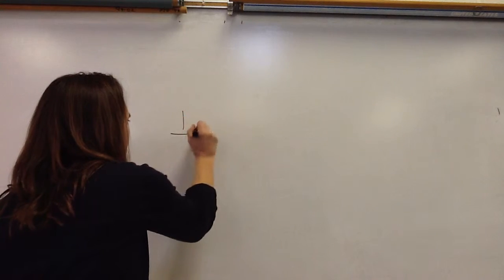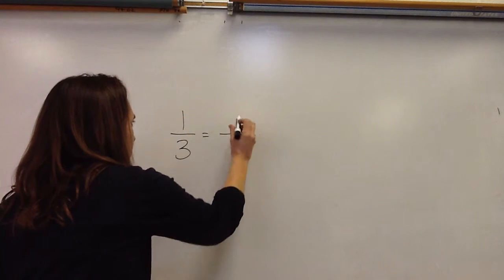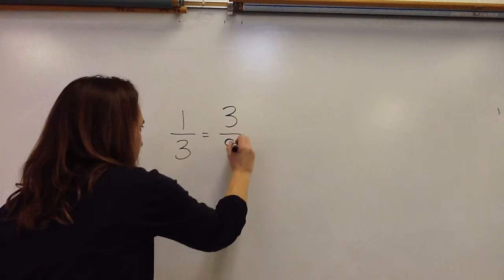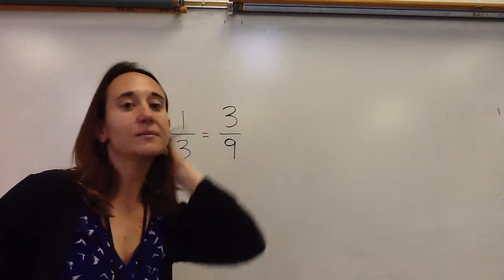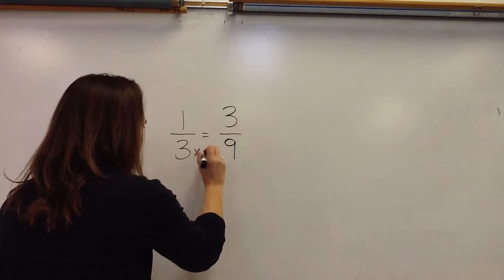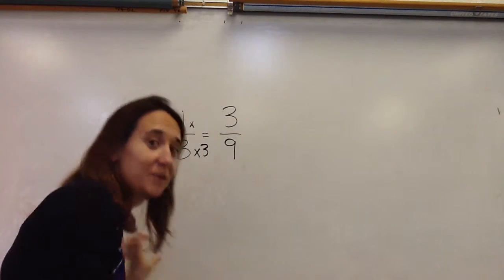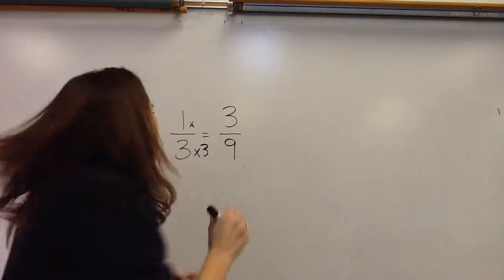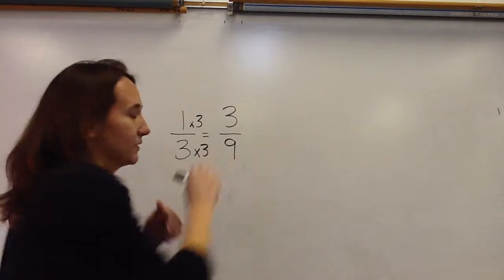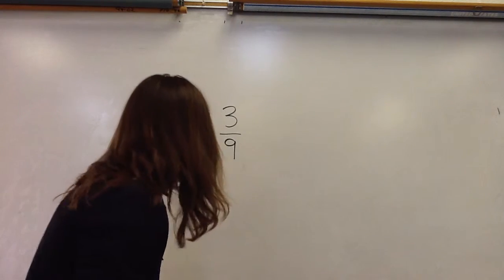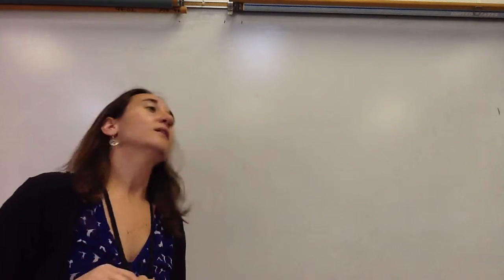We also said that 1/3 was equal to 3/9. Again, how many times does 3 go into 9? 3 times 3 equals 9. Whatever we do to the denominator, we also have to do to the numerator. 1 times 3 equals 3. Alright, so, that being said, let's talk about this 4/5 and 8/10.